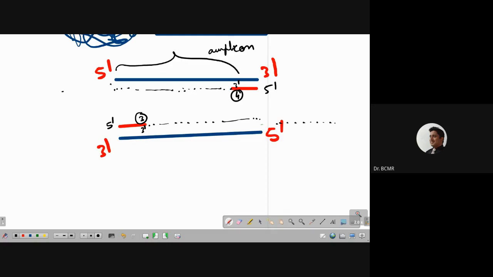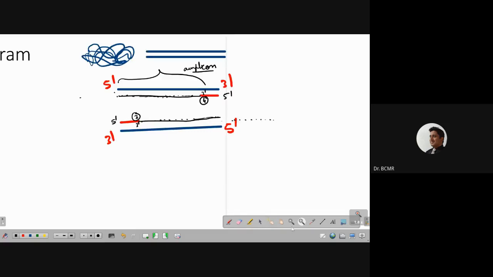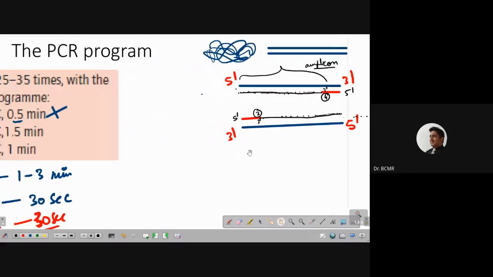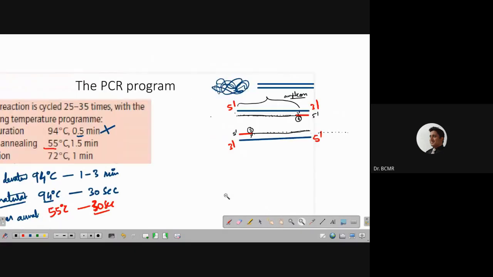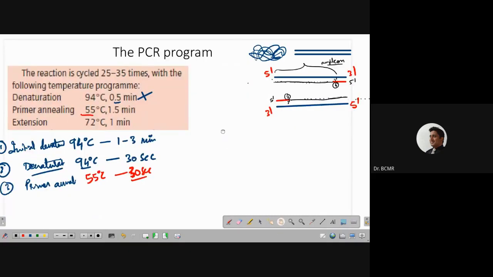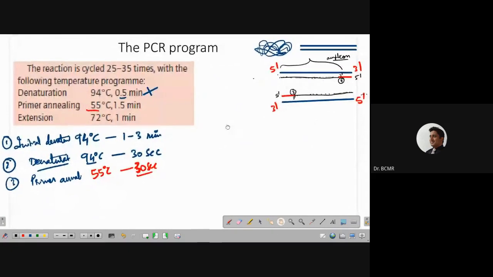Now, for this amplicon that I'm looking at, I initially had one copy. Now I have two copies, right? That is the essence of PCR, polymerase chain reaction. I will try to describe what is meant by that chain reaction. So I hope you understood the primers, where they should be, how they should be, and why they should be like that.